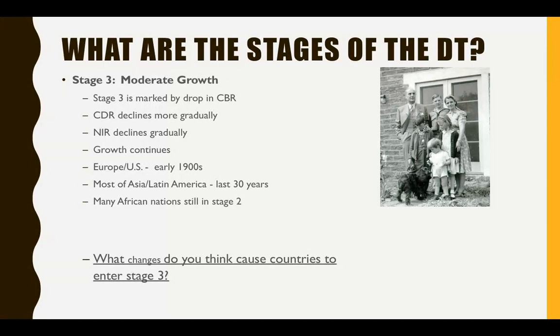It slows down a little bit. Europe and the United States entered this stage right around the early 1900s. Asia and Latin America, probably in the last 30 or 40 years, have entered this. And then many African nations have still not entered this. Specifically, Sub-Saharan Africa, we see they are kind of stuck in stage 2. And that's where we get to the idea of how do we help them to develop beyond stage 2.